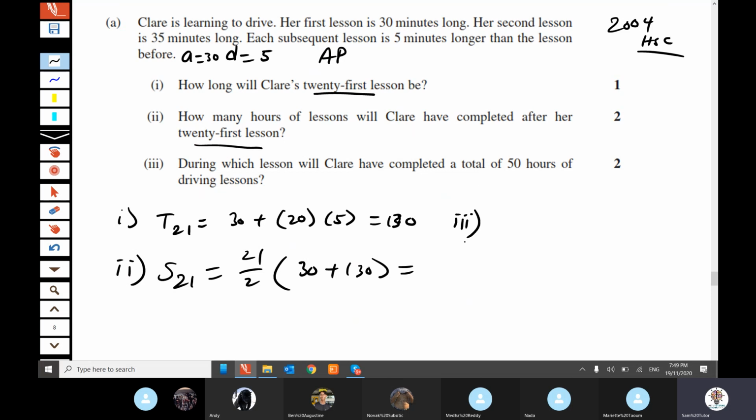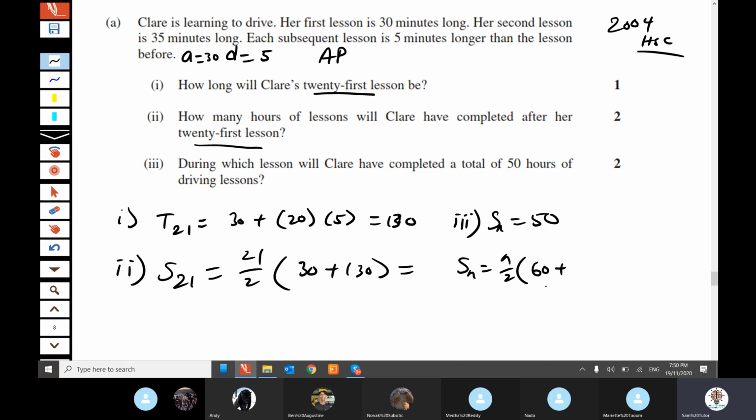All right. Part iii. During which lesson will Claire have completed a total of 50 hours of driving lessons? That means we want a sum of 50. So Sn equals 50. Sn equals n over 2 times 2 times a, which is 60. So we're going to do 50 times 60, because it's 50 hours and I'm doing it in minutes at the moment. Yes, you have to divide by 60. I would have stuffed that up.